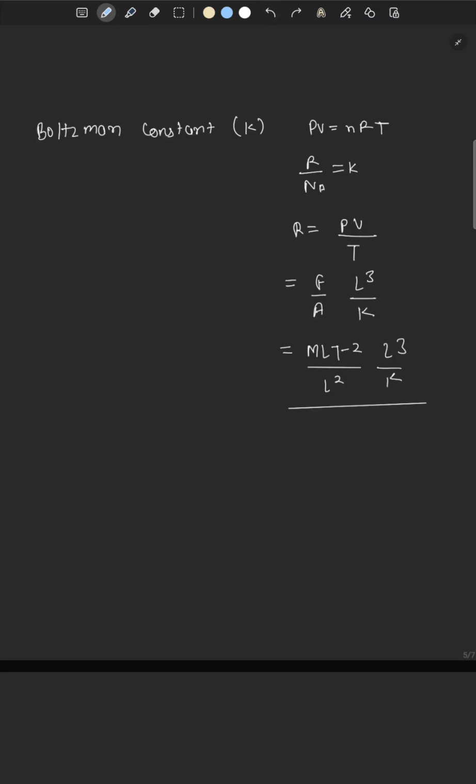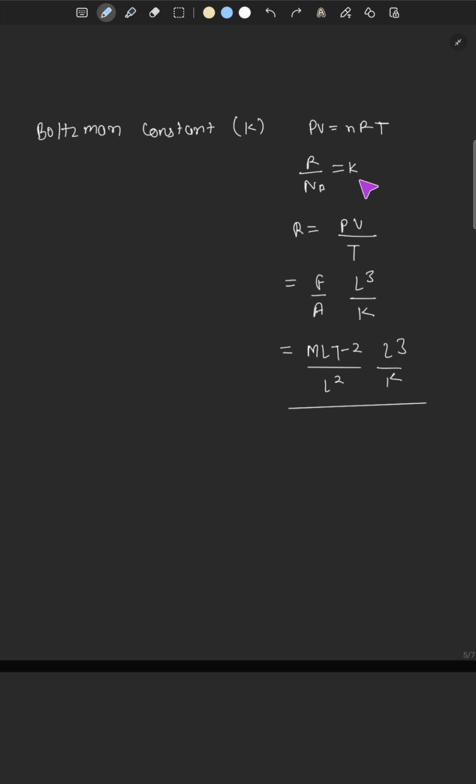Okay, so first we have to find the unit of Boltzmann constant. Now we know this equation PV = nRT. In this, R is the gas constant. If you divide R by Avogadro number, you get Boltzmann constant. Okay, so from here you can get this unit.